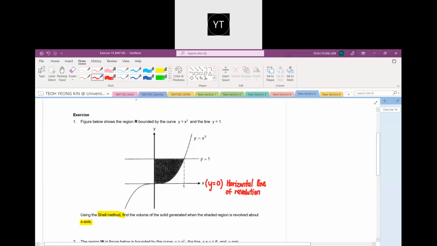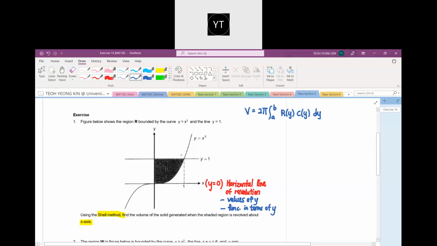If you still remember, for a horizontal line of revolution the general form of the formula is volume equals 2 pi integrate from a to b of R(y) times C(y) dy, which means that if the line of revolution is a horizontal line, we're going to use values of y, and our function also in terms of y.